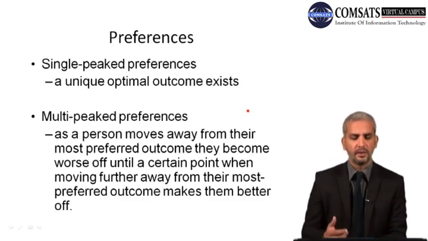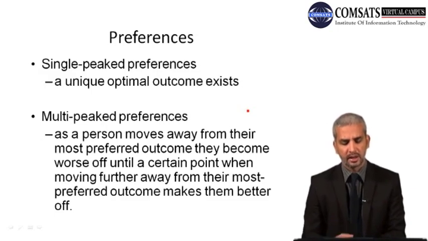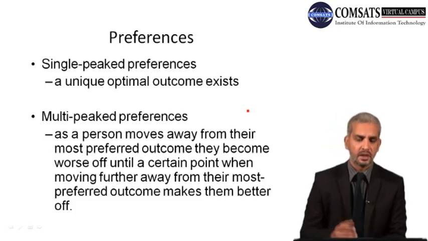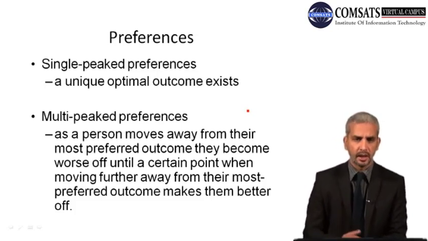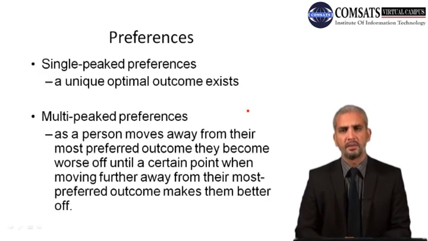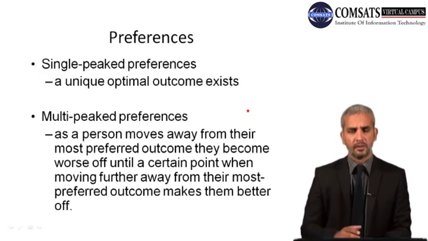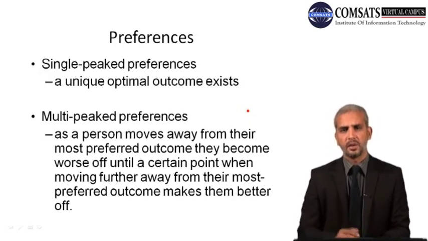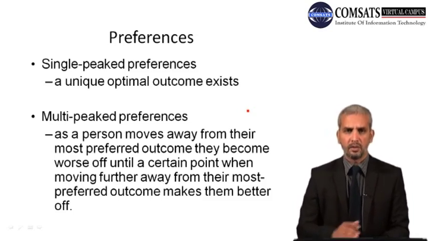But what would happen if there are multi-peaked preferences? Now multi-peaked preferences, as a person moves away from their most preferred outcome, they become worse off until a certain point when moving further away from the most preferred outcome makes them better off. Now in the first case, in single peak preferences, you would have a downward sloping curve, just like a marginal benefit curve: for 1 unit of output you would gain the maximum benefit, and as you move further away from that outcome, your benefit would reduce and keep on reducing until you would have the least amount of benefit for the maximum amount of public good. That would be a downward sloping curve.